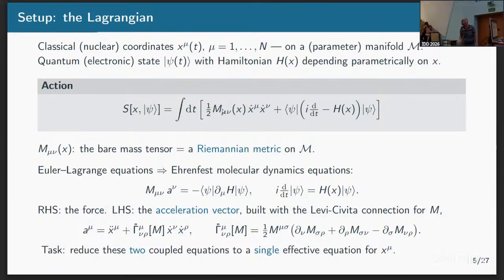What we want to do here is to integrate out the electronic degrees of freedom and get an effective equation for the slowly varying nuclear degrees of freedom.